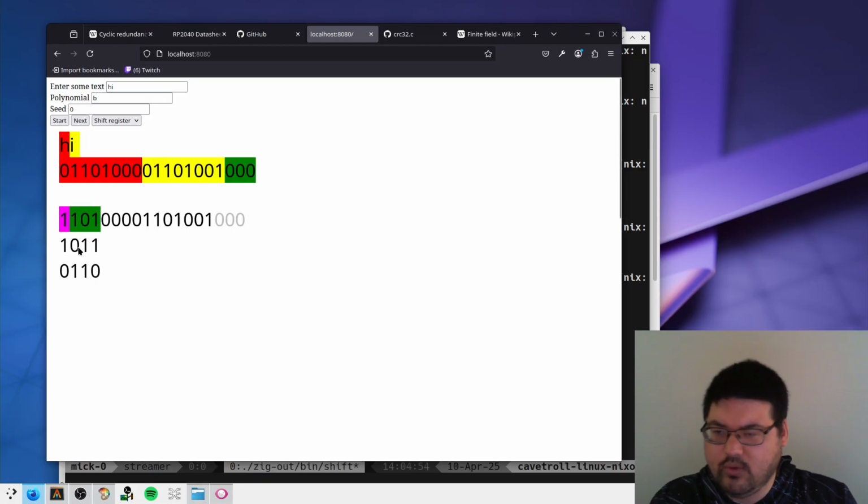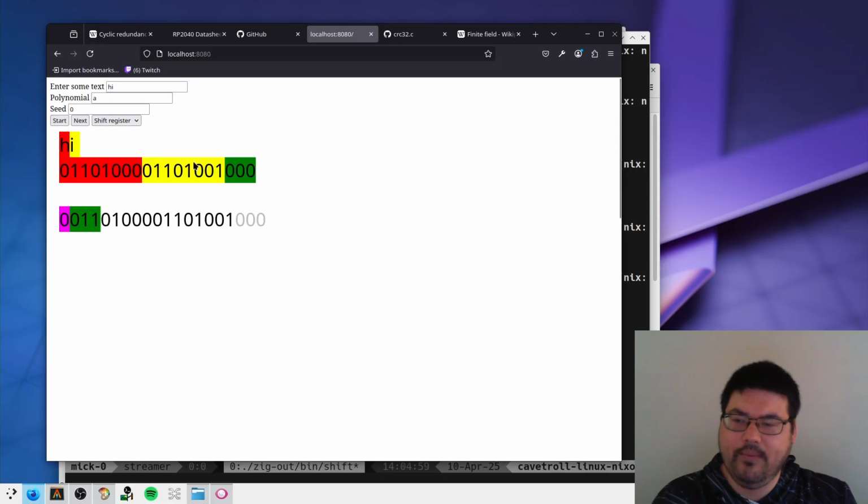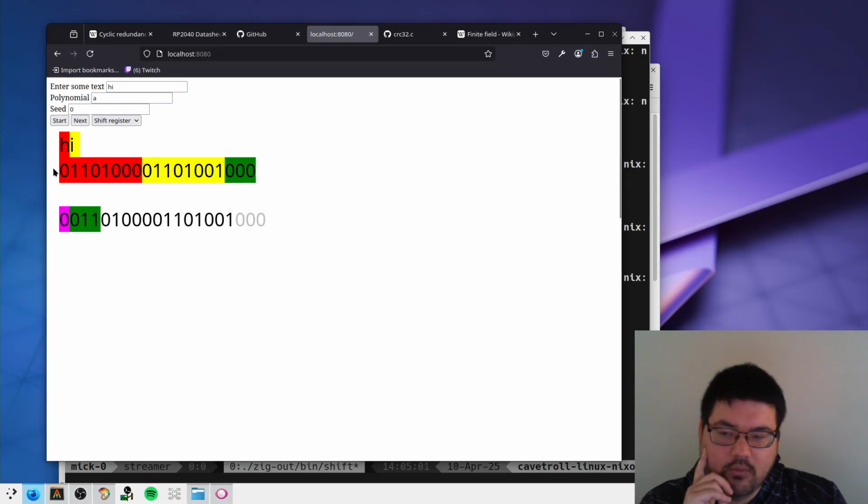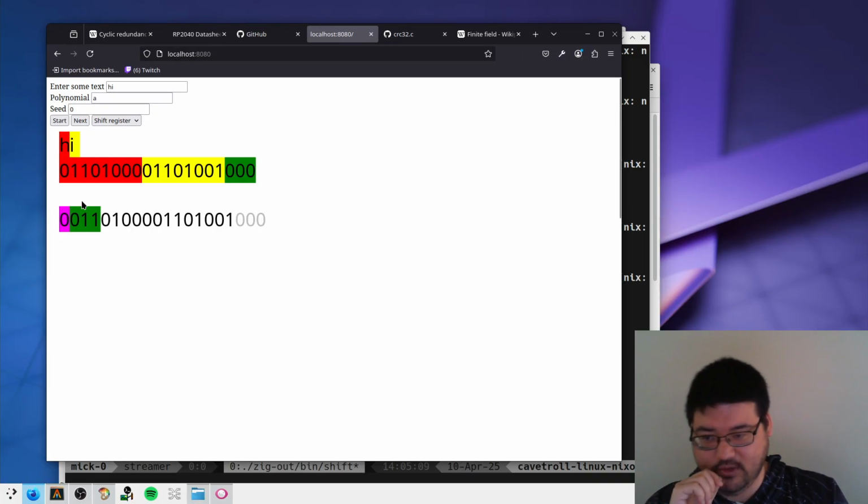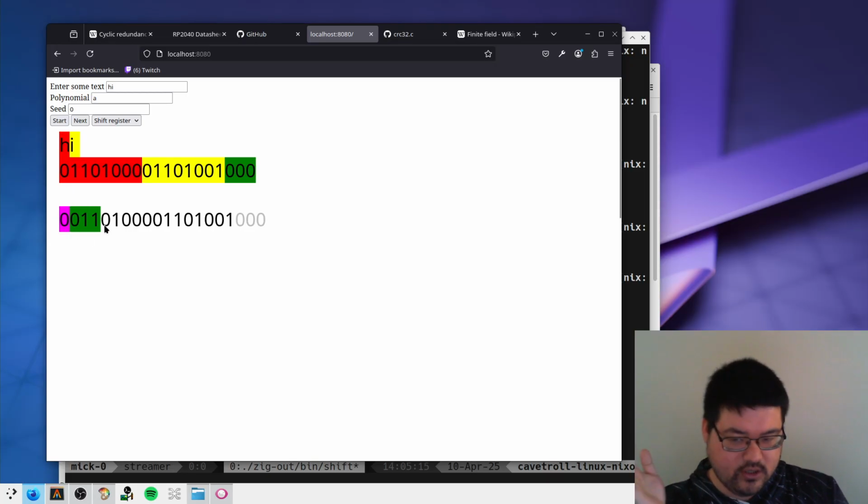Polynomial is 0, 1. It was 1, 0, 1, 0 before, right? So I think it was A. And here we have kind of the same thing, right? We have our data here, high, padded with some zeros at the end for extra remainder space. We have the same thing where this data is just this data again, right? So we have 0, 1, 0, 1, 1, 0, 1, 0, 0, 0, 0, 1, 1, 0, 1, 0, 0, 0. So this is the H, this is the I, and this is the remainder.